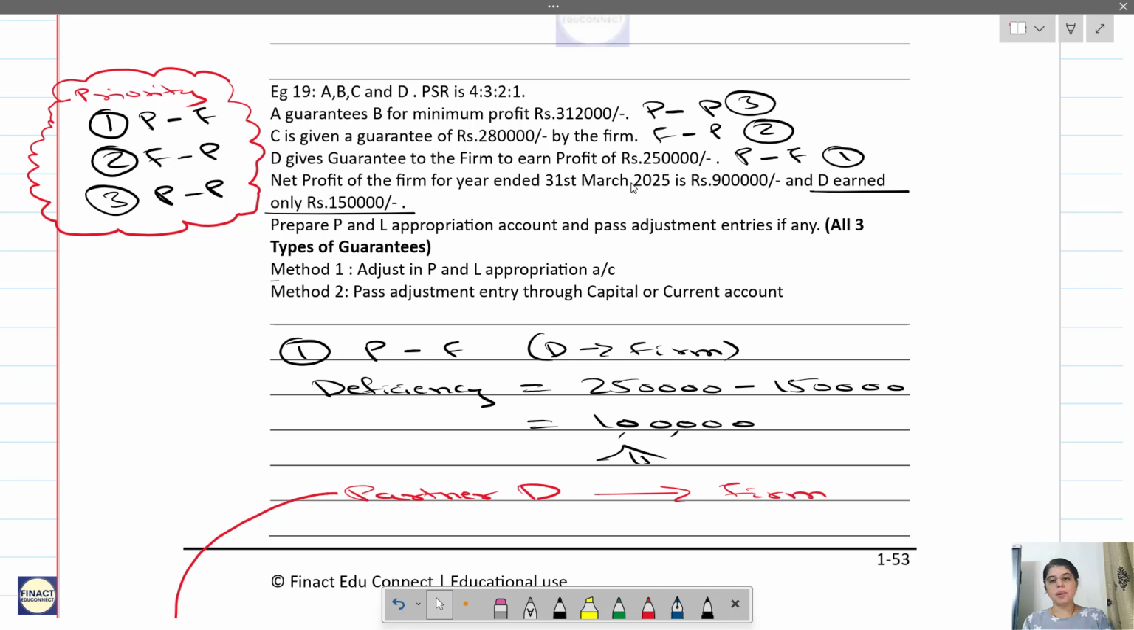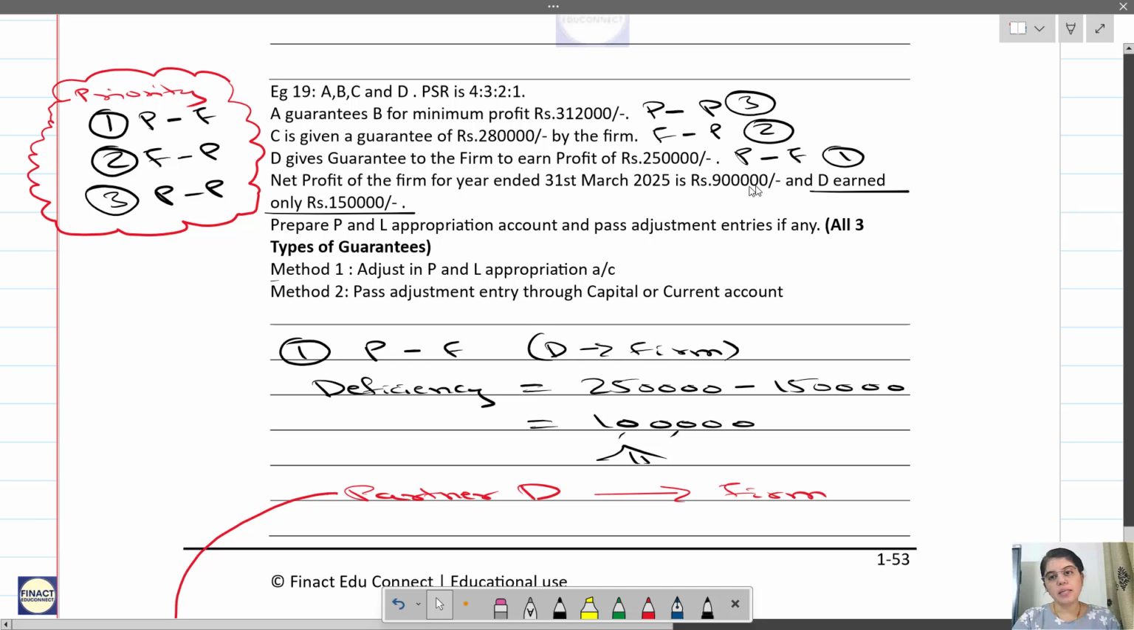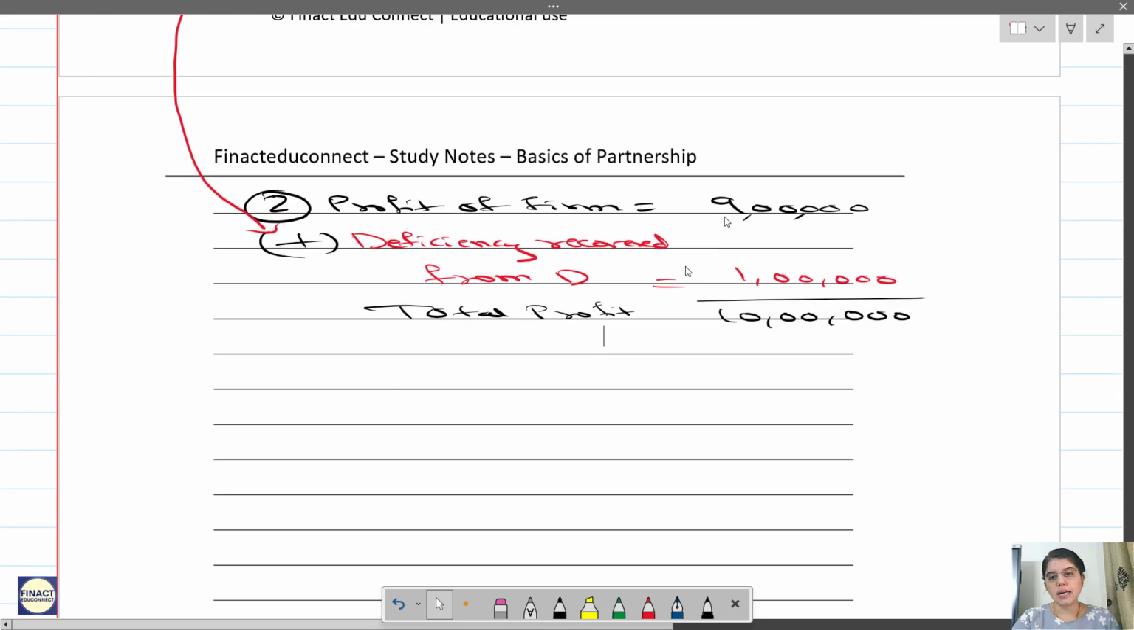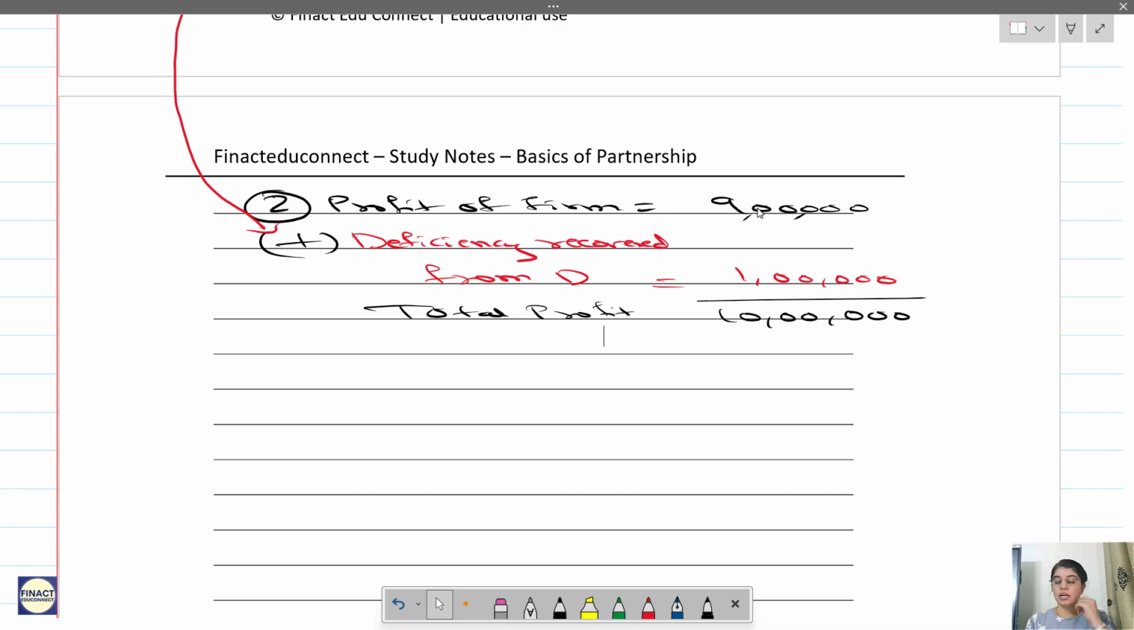So in partner to firm deficiency, what do we do? We take it from the partner. So D will be giving 1 lakh to the firm. That much is clear. First type of deficiency, whatever we learned. Now see, the net profit of the firm is 9 lakh rupees. Okay, so 9 lakh is the net profit of the firm, and plus we will be receiving a deficiency of 1 lakh from D. Correct? So that should also be included in the profit. So now total profit of the firm is 10 lakh rupees, which will be distributed to all the partners.